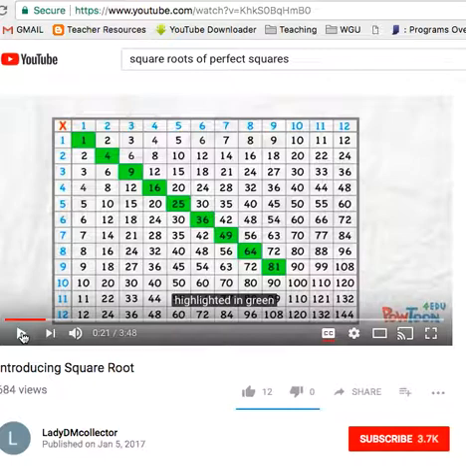Now when she says square numbers, I'm thinking perfect squares. That's the language we're going to use.